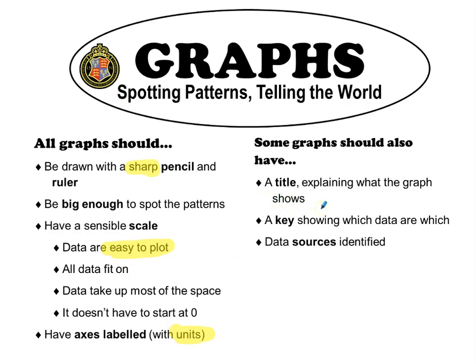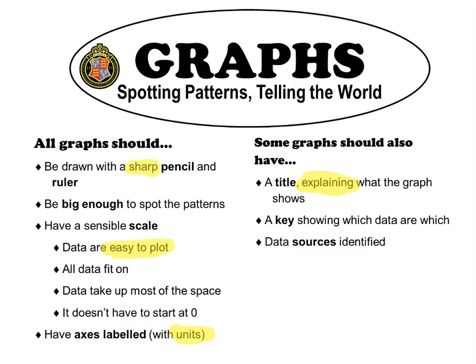Some graphs might have to have a title explaining what the graph actually is or what it shows. That's not essential. Sometimes the axis titles are sufficient. You need a key as well, which shows which data are which, particularly if you've got multiple sets of data you're plotting on the same grid. And if you're using secondary data, you need to identify your data sources.